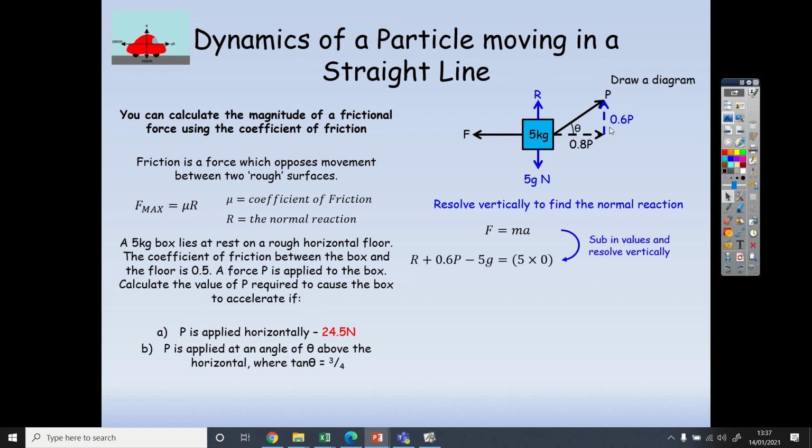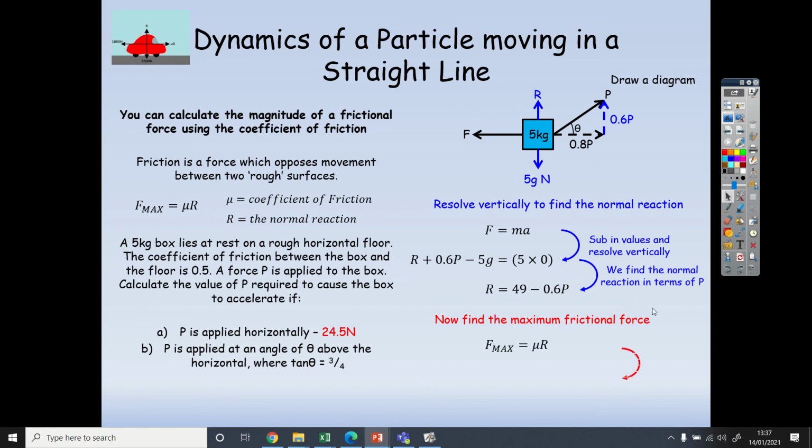R plus 0.6P minus 5g is 0 because there's no acceleration that way. Tidy up, and that's in terms of P. Then we can times by our coefficient of friction, which just means halving it. So we get this, and this is F max. So this means that our horizontal component needs to now exceed this value in order for the object to move, and that's going to help us figure out a value of P.